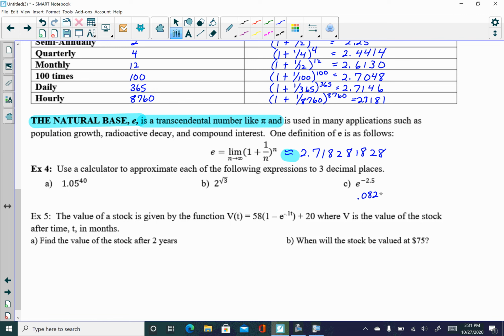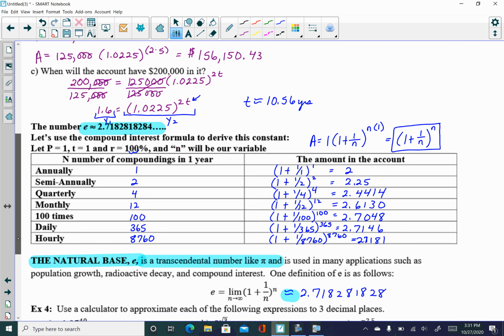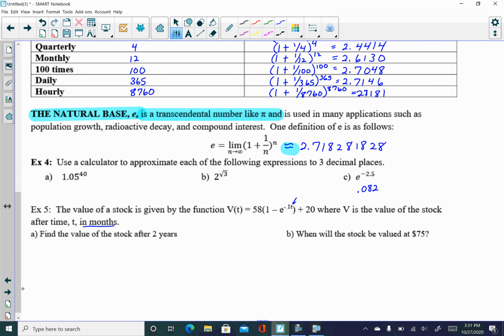Okay. And then lastly here in example 5, you are utilizing the formula here. Your time is measured in months. So in part A, if they want us to find the value of the stock in 2 years, you'll need to convert those years into months because the time in the formula is represented in months. Letter B, you're going to be forced to utilize the technique that I showed you a minute ago of putting the left-hand side in Y1 and the right-hand side in Y2 so that you can figure out where they cross. You might have to adjust your window a little bit to be able to see it, but I think that'll be a good practice for you there.